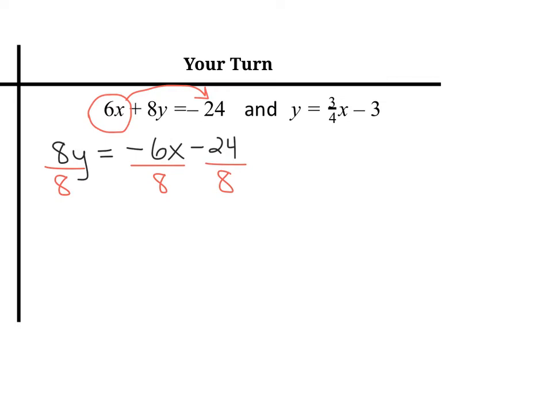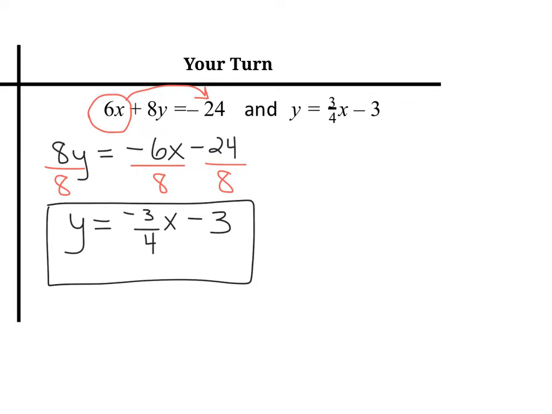So that is going to leave me with y equals, and then I have negative 6 divided by 8. That's not going to divide nicely, so instead I'm going to treat it like a fraction, and I'm going to reduce the fraction, put it into lowest terms. So 6 over 8, if I were to reduce that, that would give me negative 3 over 4. I have my x, and then I've got negative 24 divided by 8, which is going to give me negative 3. So I've got my equation nicely isolated, and our second equation is nicely isolated.